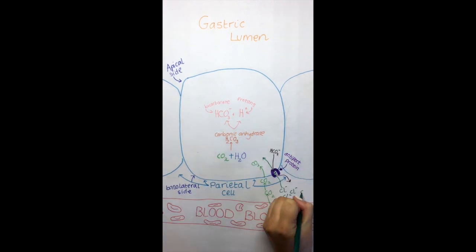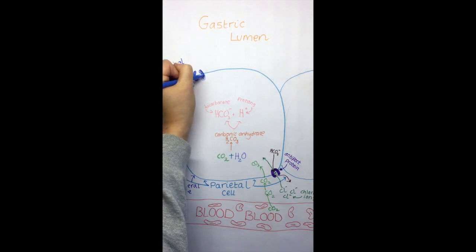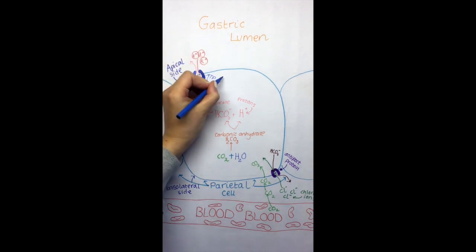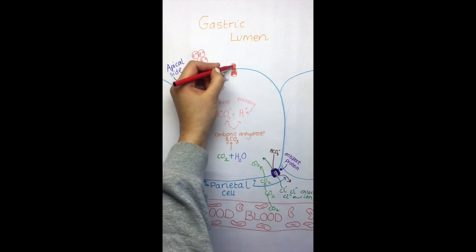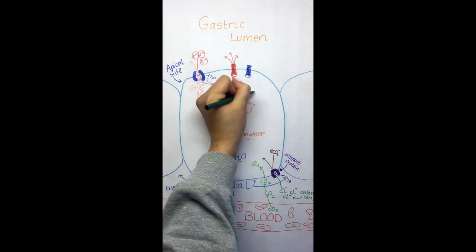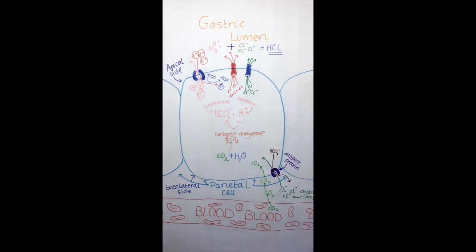In the apical membrane, there are ATP-dependent active proton pumps, which pump protons out of the cell and into the gastric lumen in exchange for potassium ions. The chloride ions and potassium ions move passively out through channels and into the gastric lumen. Here they combine with the protons to form hydrochloric acid.